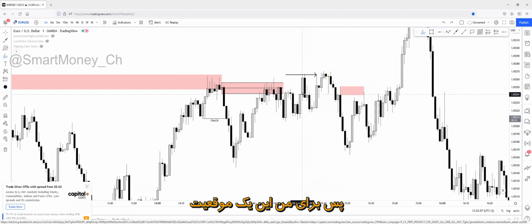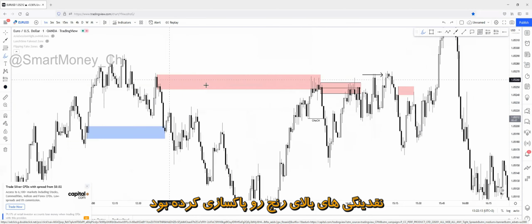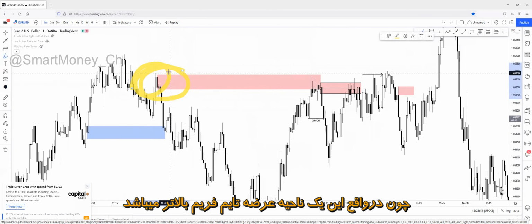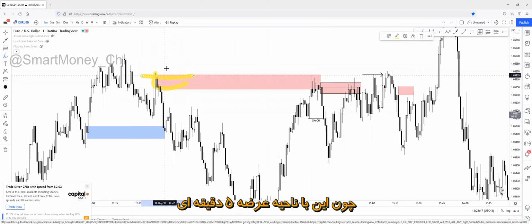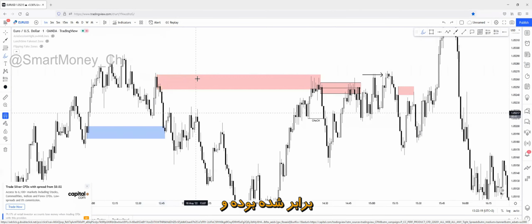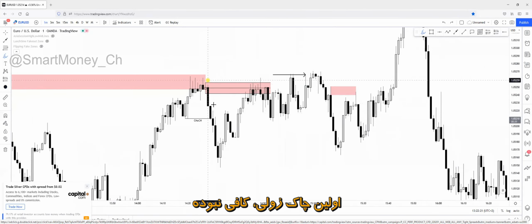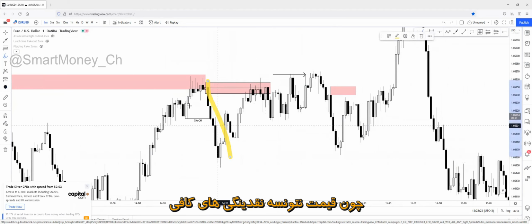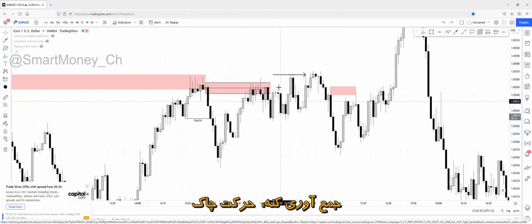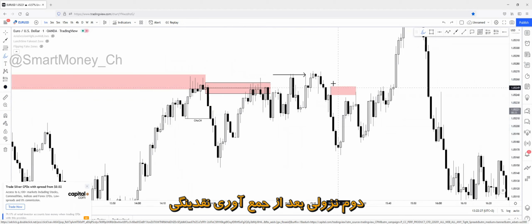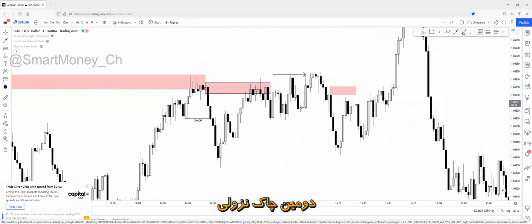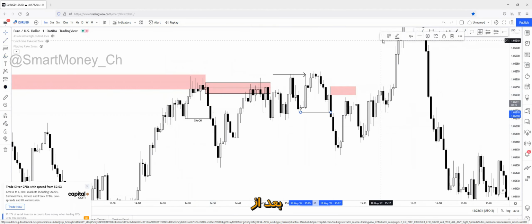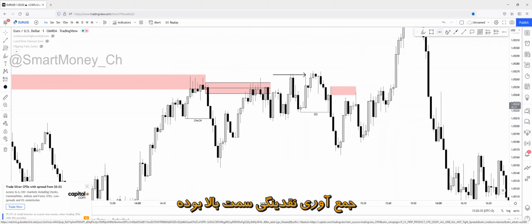So for me, this was a really strong and powerful opportunity because price swept the upside range that mitigated the higher time frame supply zone. Because this was actually a higher time frame supply zone, lined up with a 5-minute supply zone also. The first change of character movement wasn't enough because it couldn't collect enough liquidity. The second change of character movement has happened after the liquidity collection.